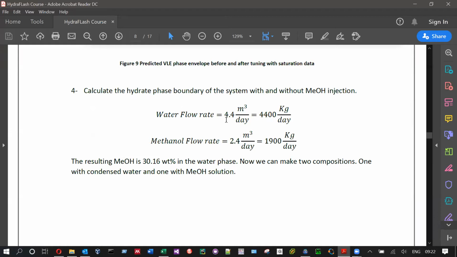So from the molecular weight of water and the density of water, we can have the mass rate of water, which is 4,400 kilogram per day, and the methanol flow rate will be 1,900 kilogram per day. So the resulting methanol concentration is 13.16 weight% in the water phase. Now we can make two compositions, one with condensed water and one with methanol solution.